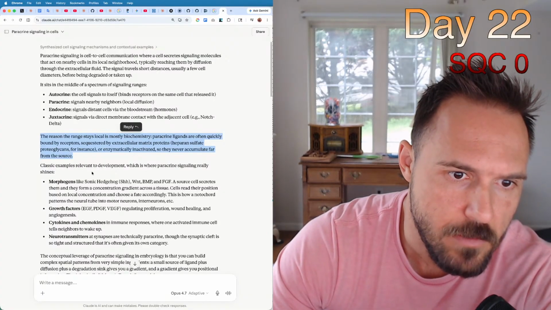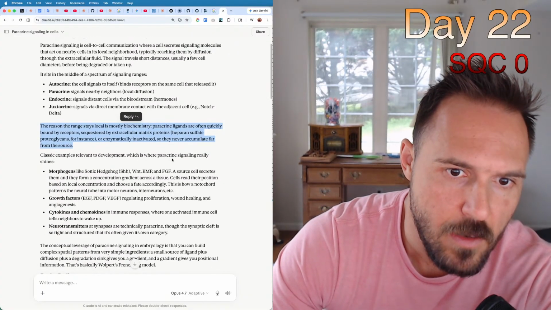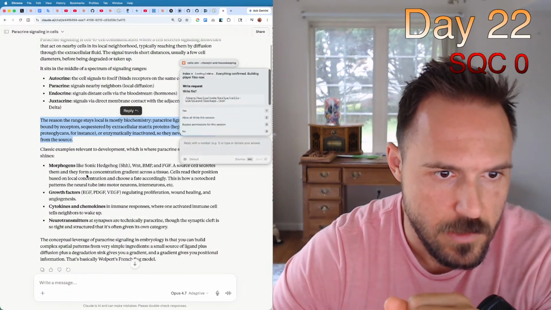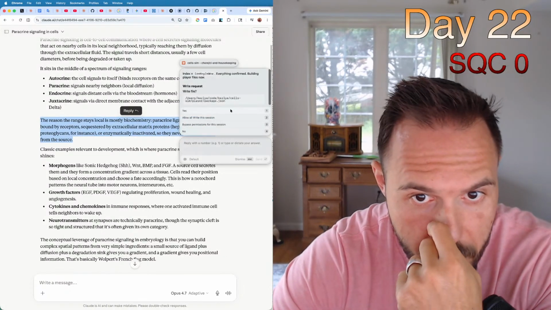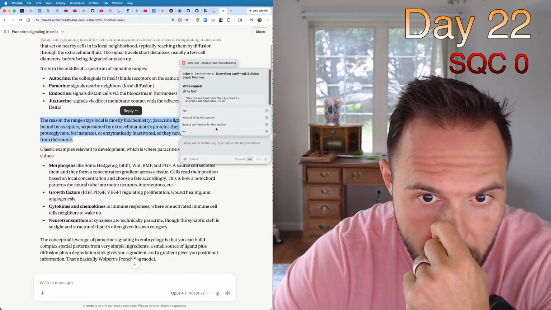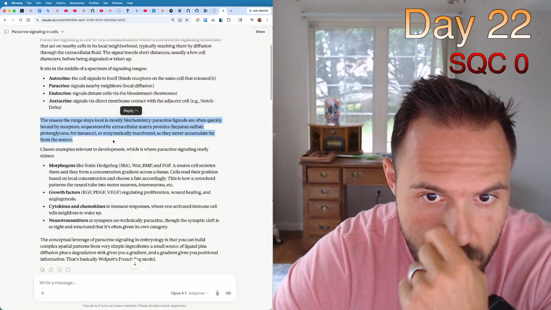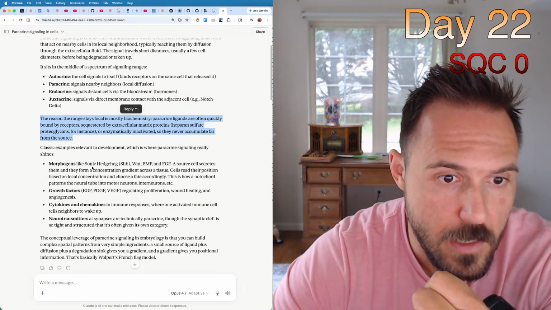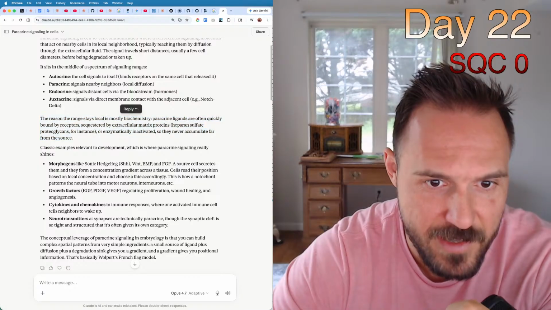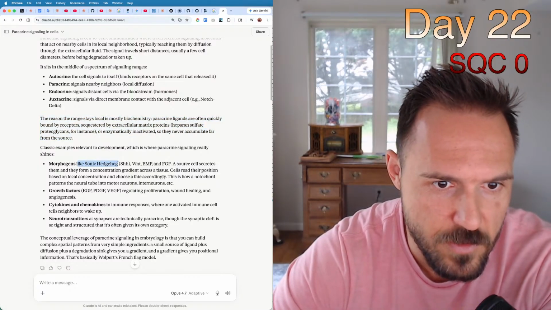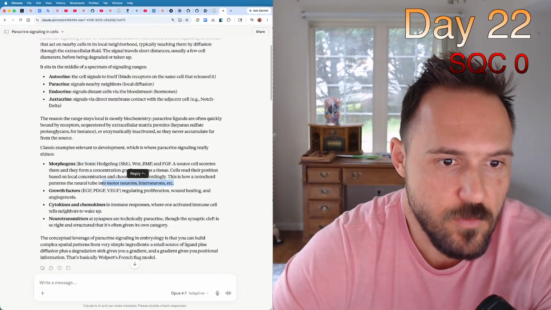A classical example relevant to development, which is where paracrine signals really shine: morphogenesis. Bypass permissions for this session. Like Sonic Hedgehog. What? Don't give me examples like this. I never watched that movie or cartoon.